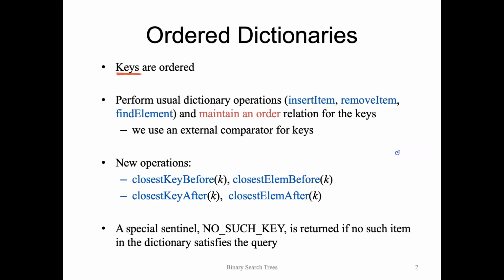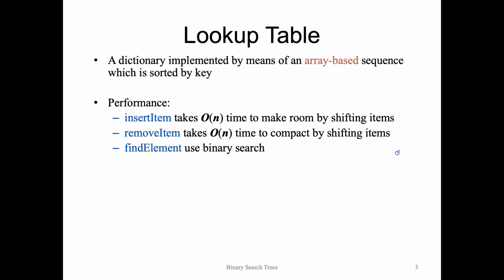So just to start off with a basic data structure, we could use an array-based sequence, which is sorted by key. And this is called a lookup table. So we can insert an item in linear time. If we're maintaining an order based on key, we have to find where this new item belongs to preserve that order. But also, because this is array-based, we would have to shift over items in order to increase the rank of items that come after it.